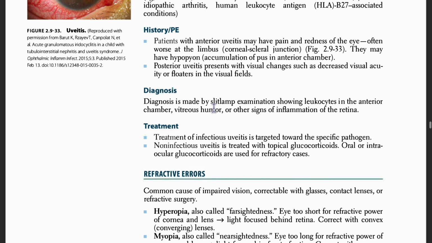Diagnosis is made by slit lamp examination showing leukocytes in the anterior chamber, vitreous humor, or other signs of inflammation of the retina. Treatment of infectious uveitis is targeted towards the specific pathogen. Non-infectious uveitis is treated with topical glucocorticoids. Oral or intraocular glucocorticoids are used for refractory cases.